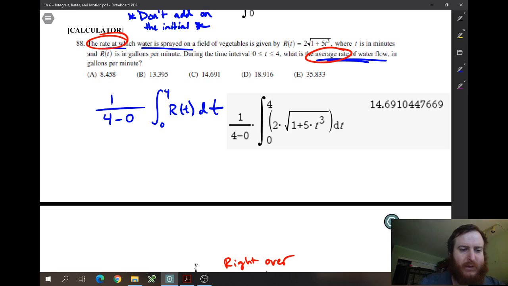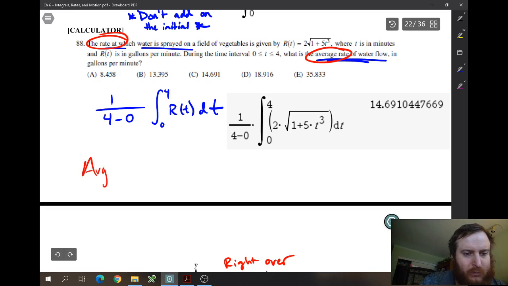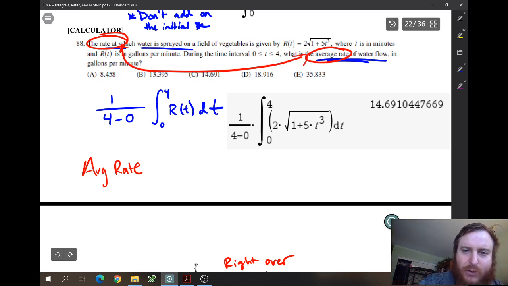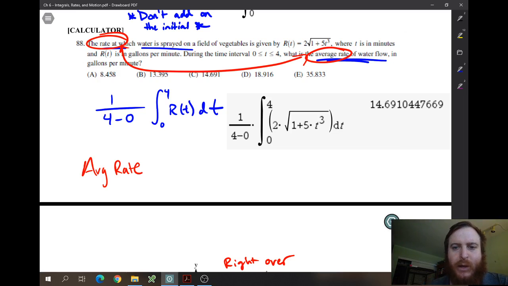If it had said average rate, but instead I'd been given another formula, we may have done the f of b minus f of a. But because these match up, right, average rate, and we have the formula for the rate, they're the same thing. Even though it says average rate, this is where it gets really tricky.